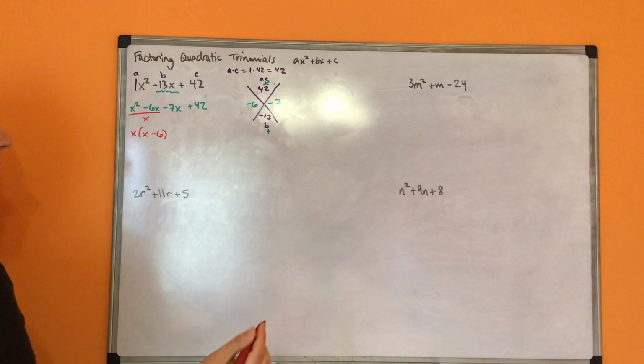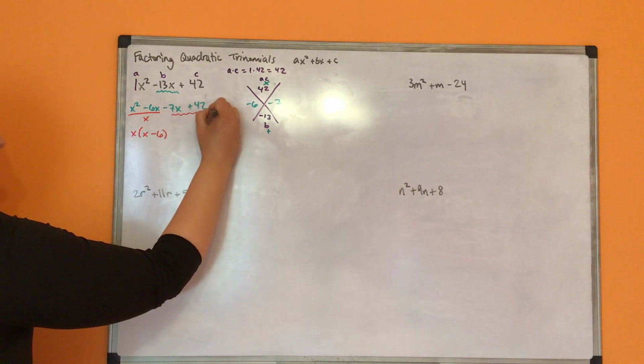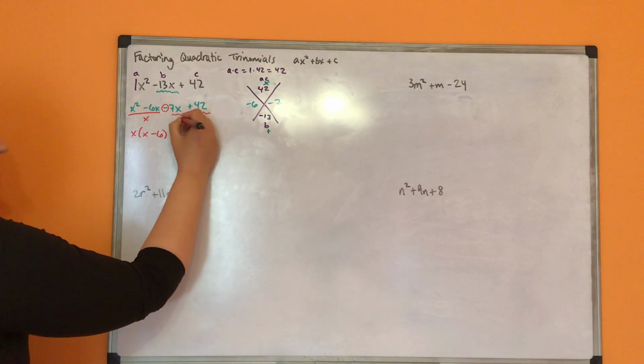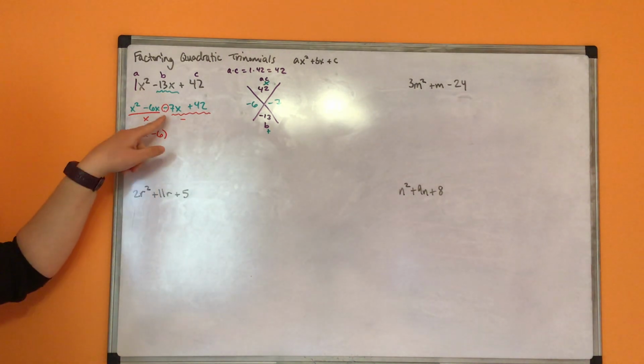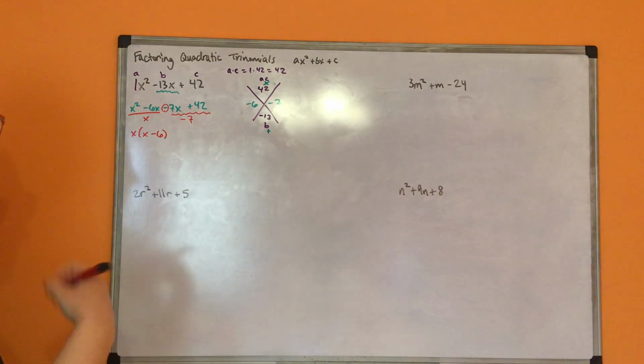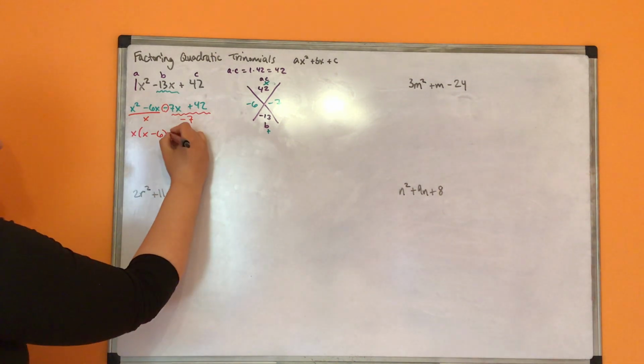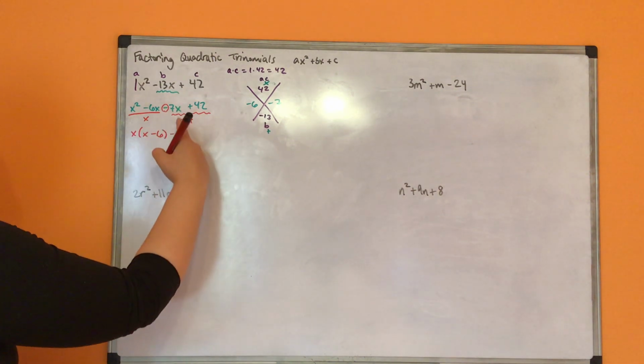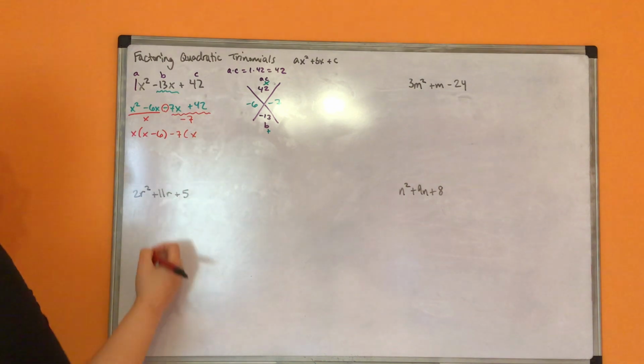Now I'm going to do the same thing with the second half. It is a negative number here, so it's going to be a negative GCF. The biggest number I can divide both 7 and 42 by is 7, so my GCF is negative 7. Negative 7x divided by negative 7 is just positive x.